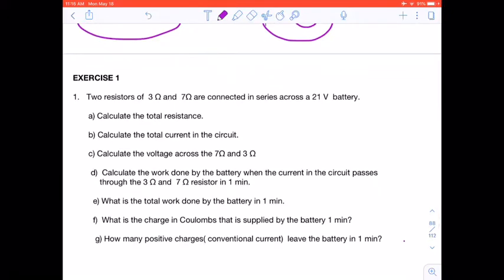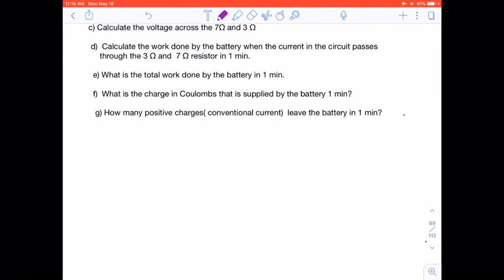So let's look at the first one we have here. We're going to look at 2 resistors, okay, and they are connected in series, and we have a 21 volt battery. So in all 3 cases, I have left the voltage of the battery to be 21 volts, right? So I kept it as a constant. So we want to calculate the total resistance.